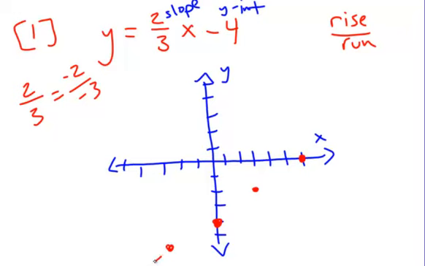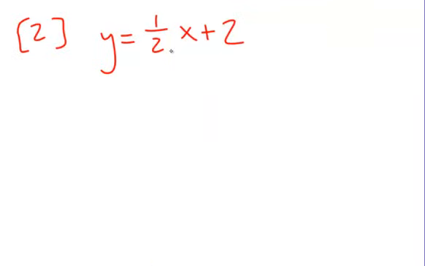And look, we have a nice line here, and it was that easy. So start with the y-intercept, put a point there, then do rise over run. That's it. Try number 2 on your own.